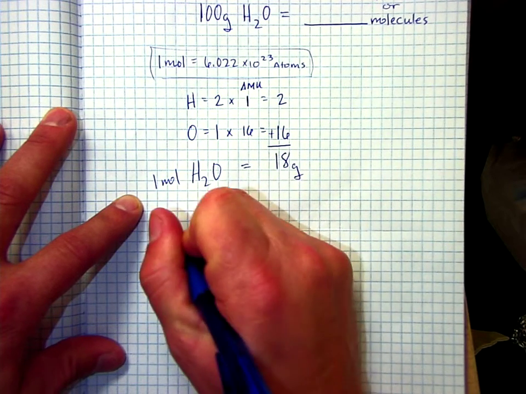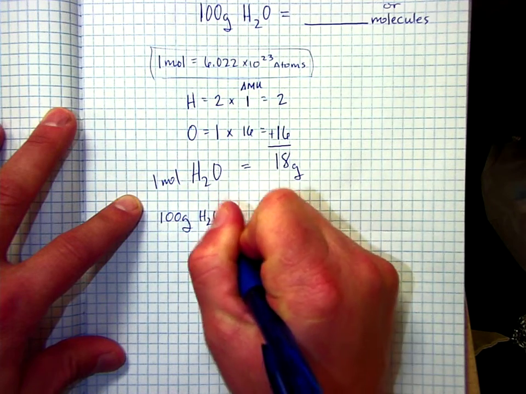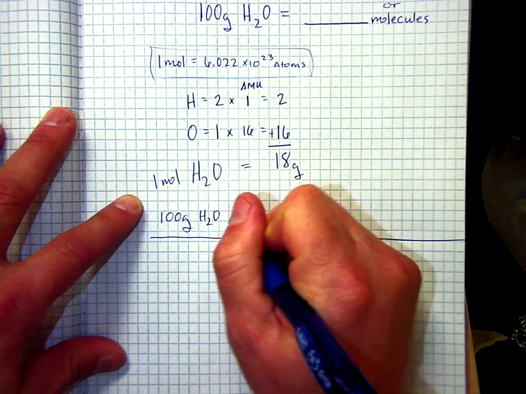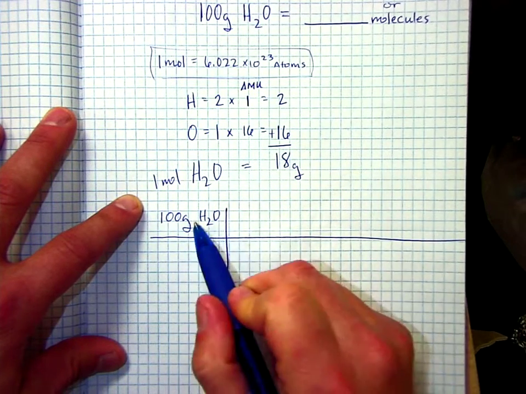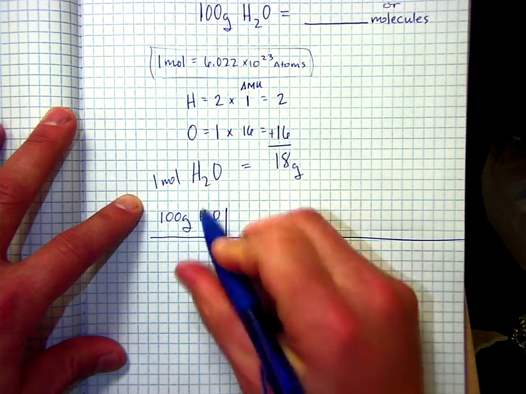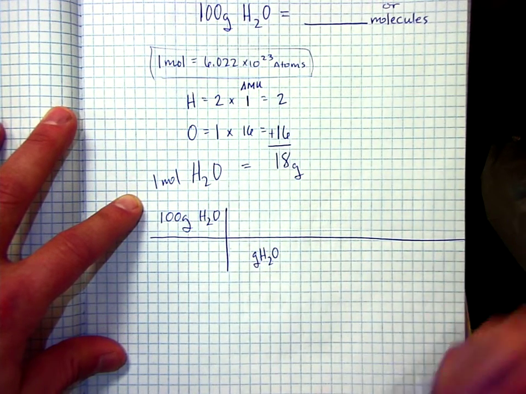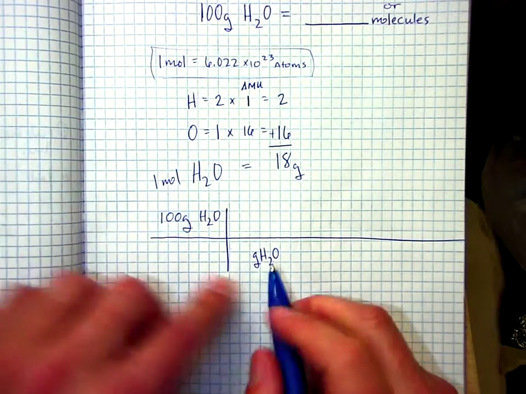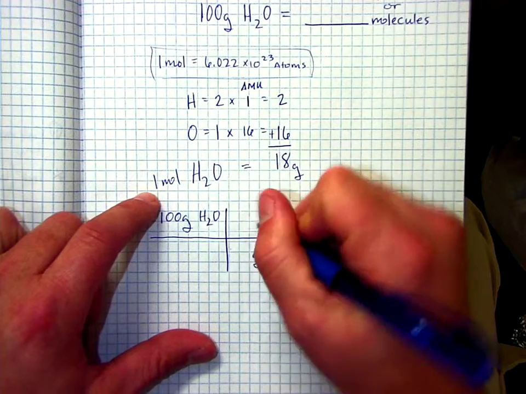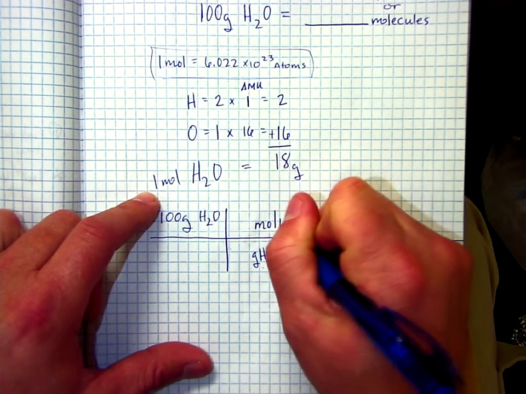Write down what you're given: 100 grams of H2O. No one likes the choo-choo track, but go ahead and use it. Words drop down: grams of H2O. The idea here is to make these cancel out. I want grams of H2O to cancel grams of H2O. I've already established a relationship between grams and moles, so I need to talk to moles of H2O.